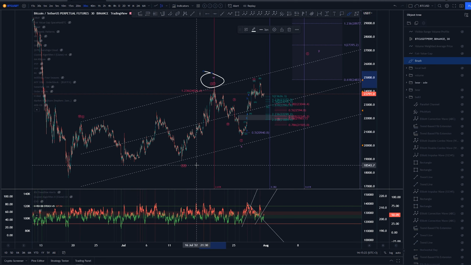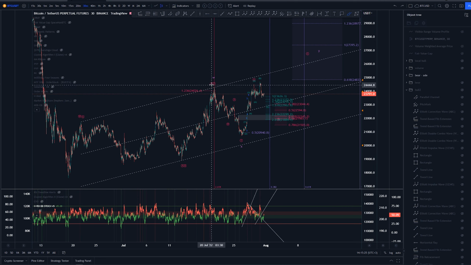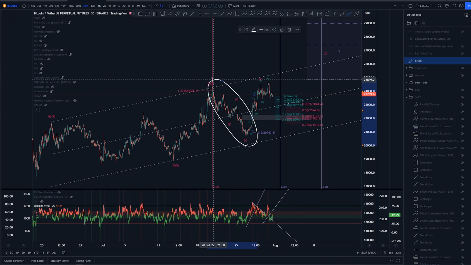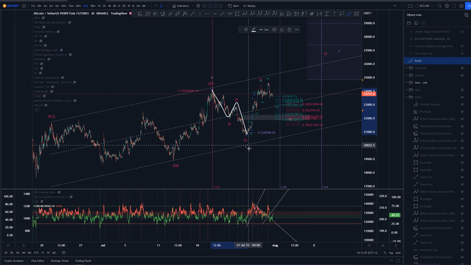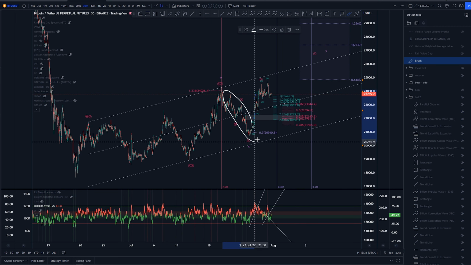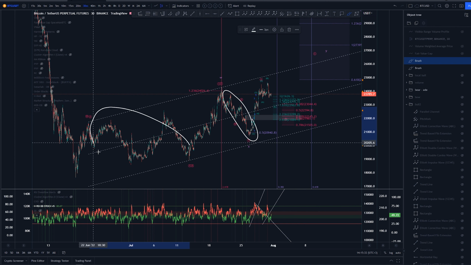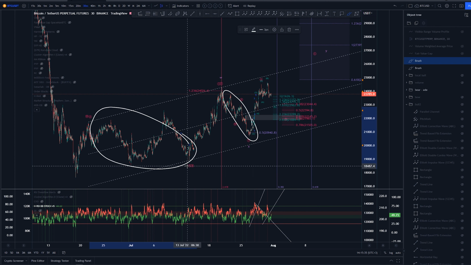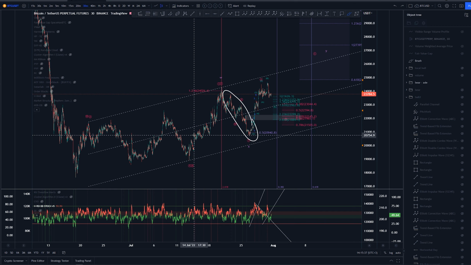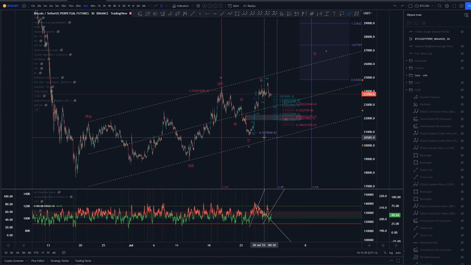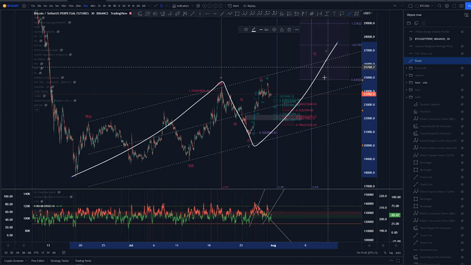This would bring us to wave W. Then we would have this next structure as a WXY. Although it is very small in comparison with this lower degree wave X here, it is still valid and a possibility of having this as a W, X, and wave Y.